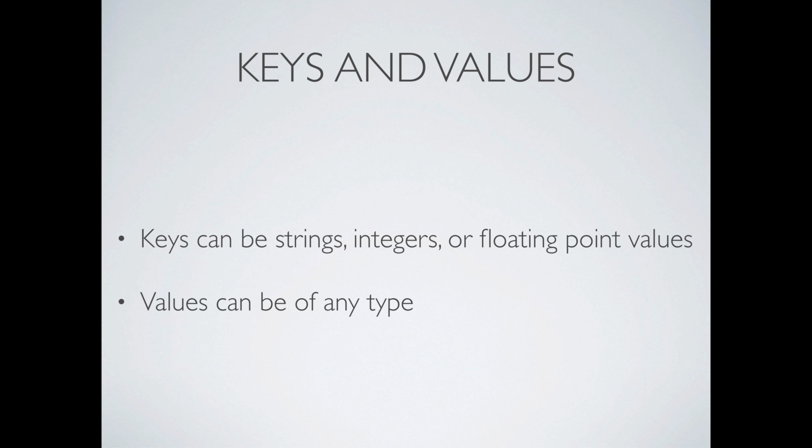A couple things to sort of note about types. Keys can be strings, integers, or floating point values. Values can be of any type, so keys do have a little bit of a limit as to what they can be. The types that we've covered so far in this class, these are the types that keys can be: strings, integers, floats. Values, though, can be any type.